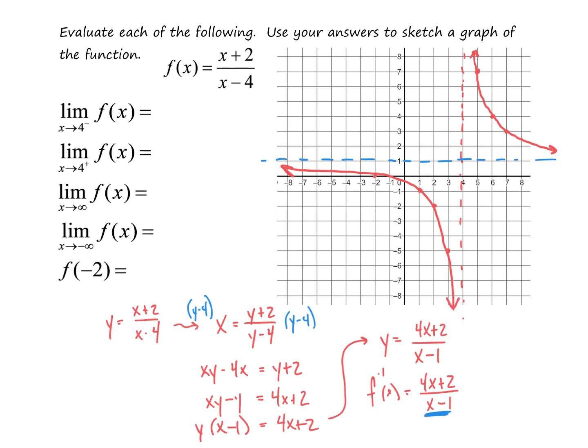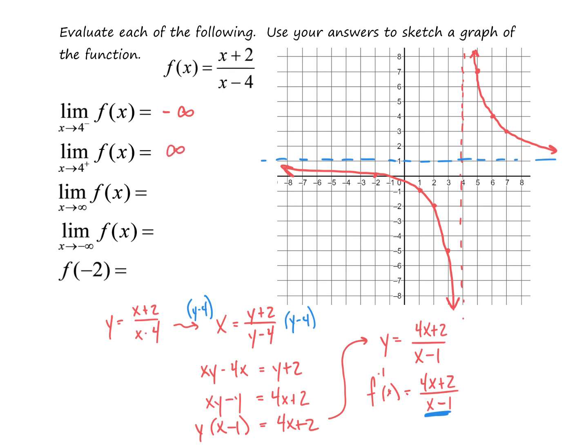Now with limits, we can help ourselves out quite a bit. We don't need to find the inverse function if I want to figure out what my function is doing as x approaches infinity or as x approaches negative infinity. But now that I have the graph here, I can evaluate each of these limits. So as x approaches 4 from the left, it looks like my function is approaching negative infinity. As x approaches 4 from the right, my function is approaching positive infinity.